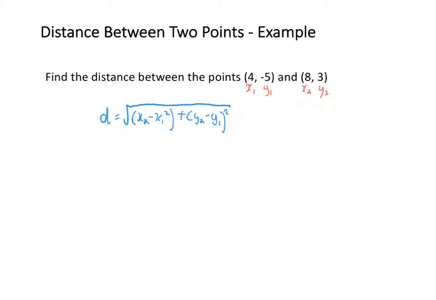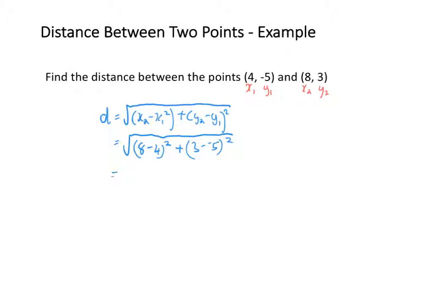So now we can go ahead and substitute in our values. So the distance is going to equal the square root of our x2 value minus our x1 value, so (8 minus 4) squared, plus our y2 value minus our y1 value, so (3 minus -5) squared.